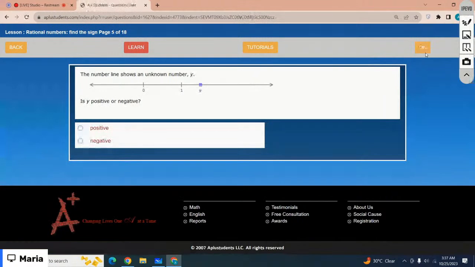The number line shows an unknown number y. Is y positive or negative? Which is the correct option? Y is on the right hand side of the 0, right? So y is positive.